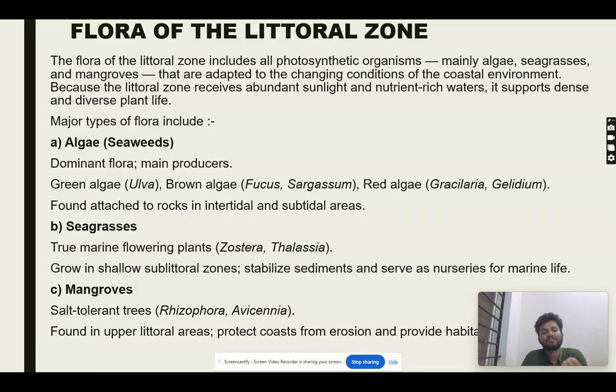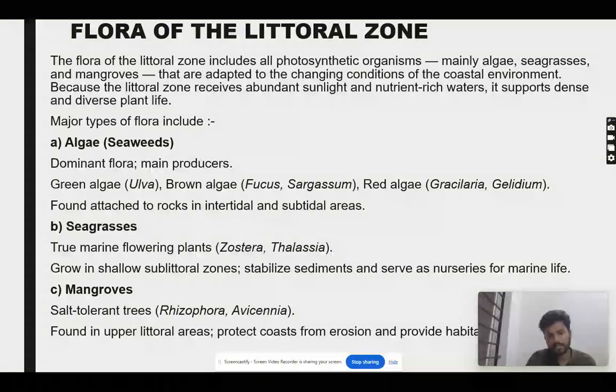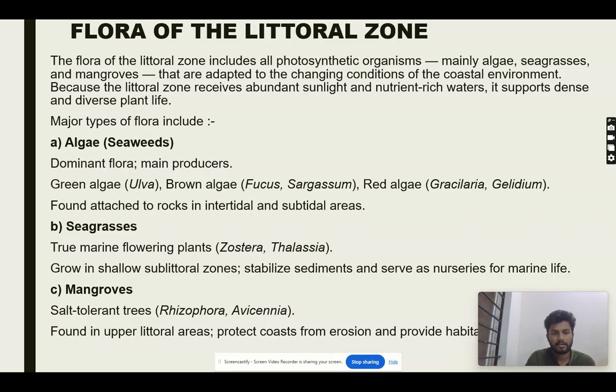Seagrasses, also true marine flowering plants, grow in shallow sublittoral zones, not the supralittoral zone. They grow in the sublittoral zones, which is beneath the lowest part. And mangroves are also there in the littoral zone. Salt tolerant trees like Rhizophora and Avicennia are found in upper littoral areas and protect the coast from erosion. That is one of the major important things about the mangroves, the flora of the littoral zone.